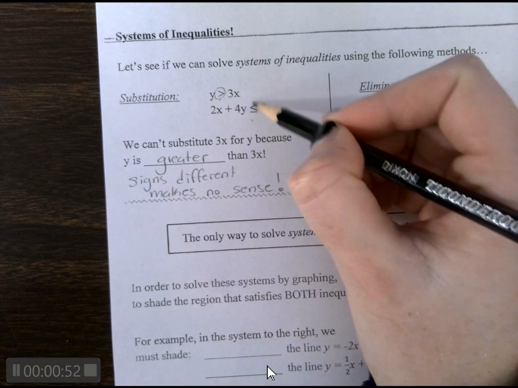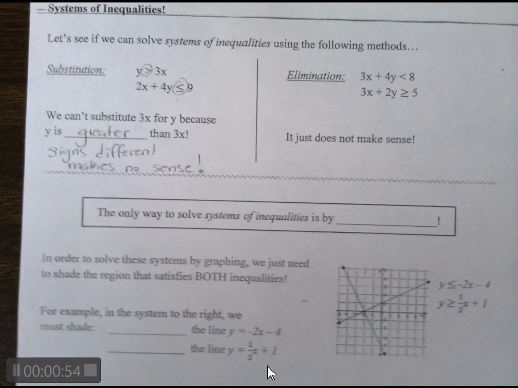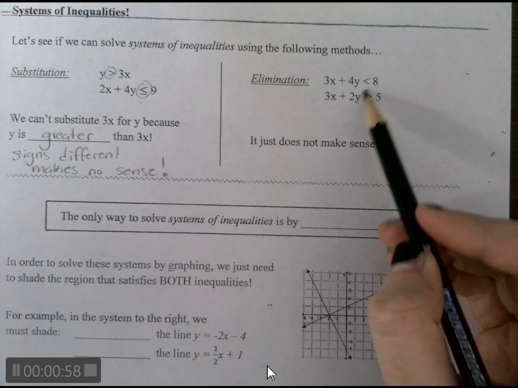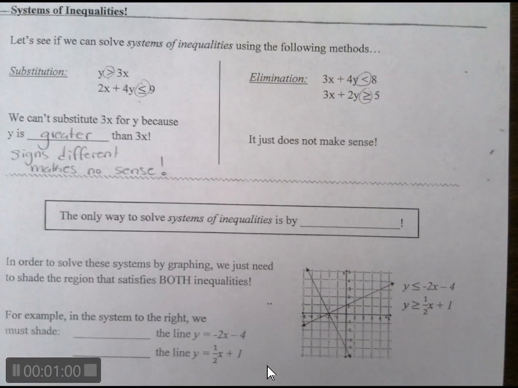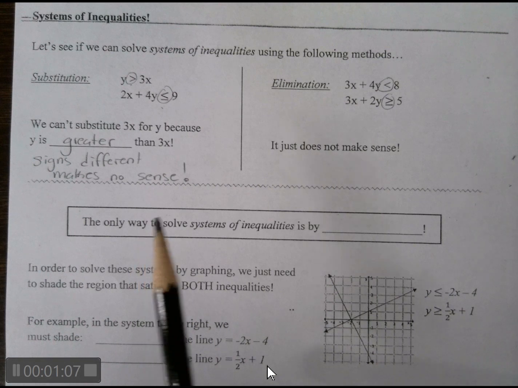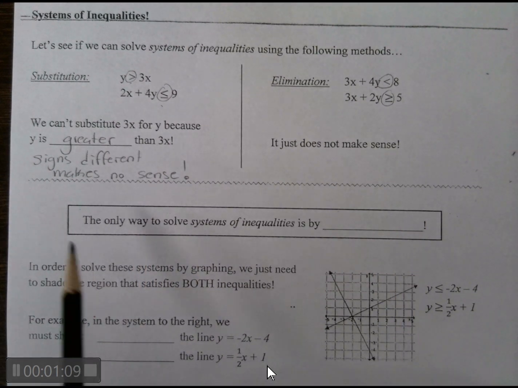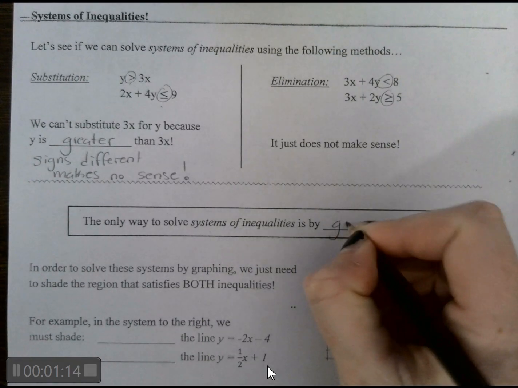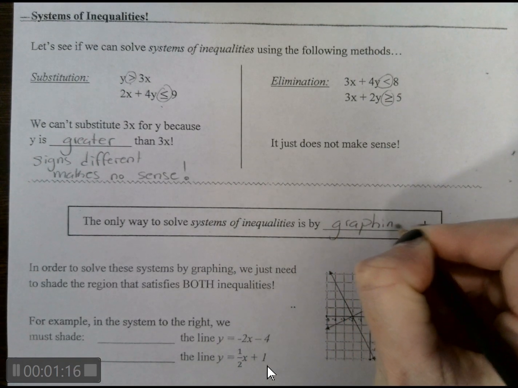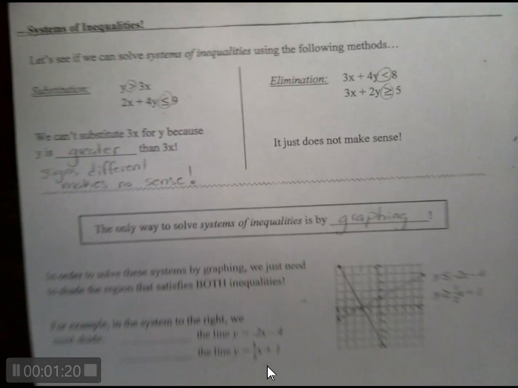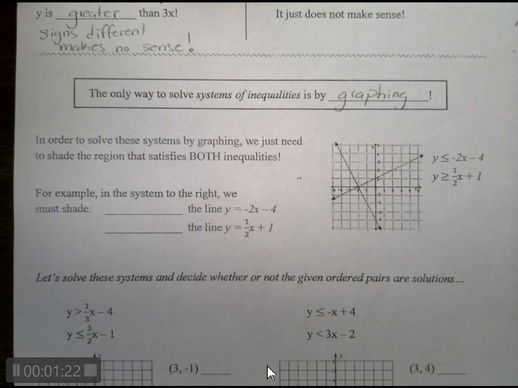And when I say signs, I'm talking about these bad boys. Alrighty, so then let's look at elimination. Because, again, our signs are different, this still just does not make any sense. So we can't use substitution or elimination. The only way to solve systems of inequalities is by graphing. So we are going to graph our systems of inequalities.